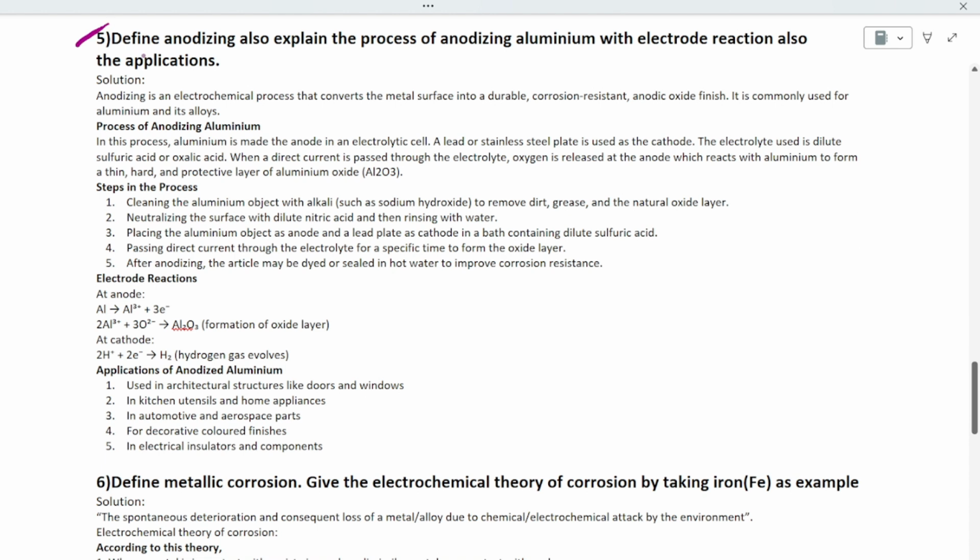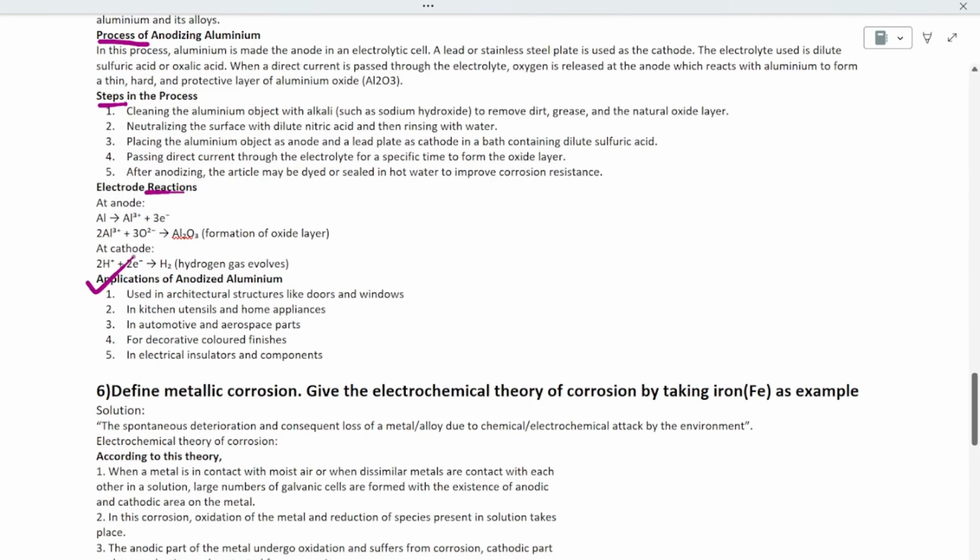Next, the fifth question is, define anodizing with example. You can take aluminum with electrode reaction. Also we should mention applications. And here is the process, the steps, the reactions at anode and cathode, and the applications.